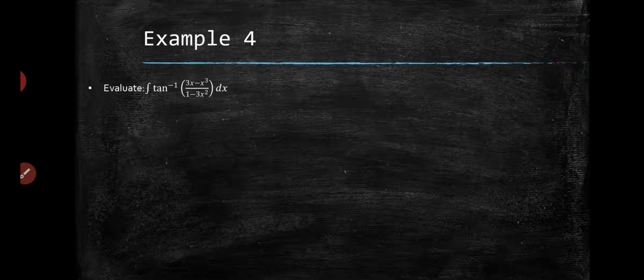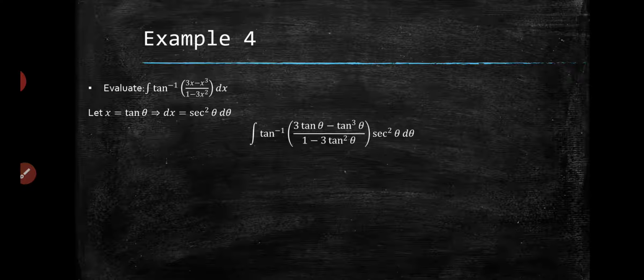Integration tan inverse of 3x minus x cube by 1 minus 3x square dx. Now obviously, before we can solve this problem, we have to do certain things. The certain things being taking substitution. Now let us take x as tan theta, then dx becomes sec square theta d theta. So the inside quantity of tan inverse becomes something like this, which we know as the tan 3 theta formula. So tan inverse tan 3 theta is actually 3 theta.